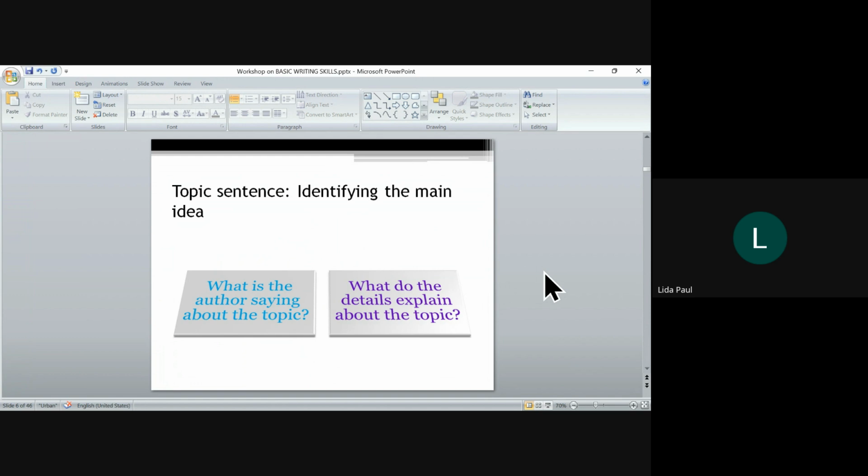So you have the topic, and to determine what is the main idea, you ask a question like, what is the author saying about the topic? What is the attitude of the speaker about what he's saying, right? Is it positive? Is it negative? Or is it something else? Is the author expressing a particular feeling about it?